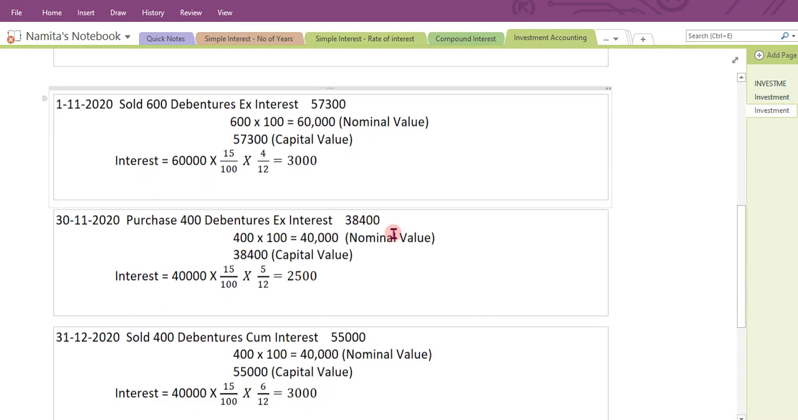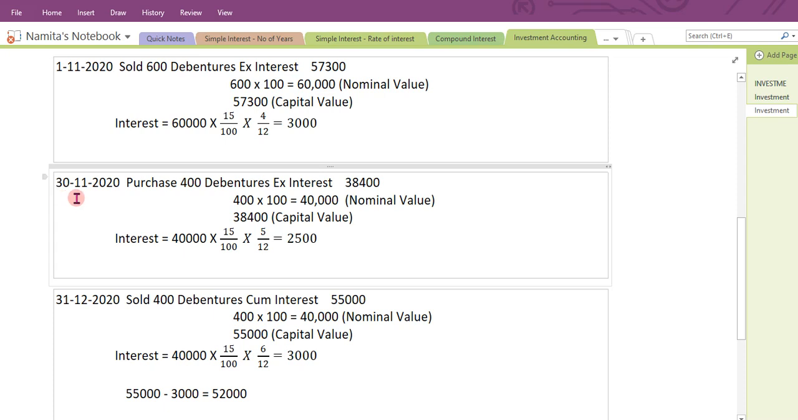So in the working note, 30 November 2020, purchase 400 debentures ex-interest, and the ex-interest market value is 38,400, which is also called the capital value. So what is the nominal value of these 400 debentures? 400 multiplied by 100 is equal to 40,000. So we got the nominal value, and the capital value is 38,400. Now calculate the interest on 40,000.